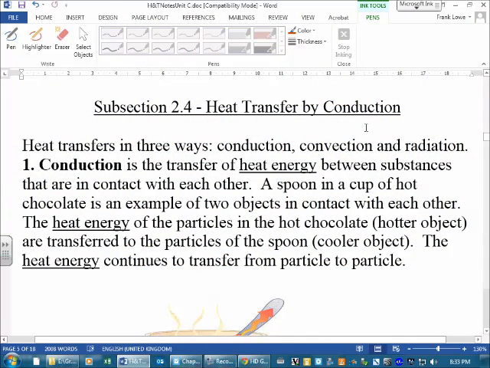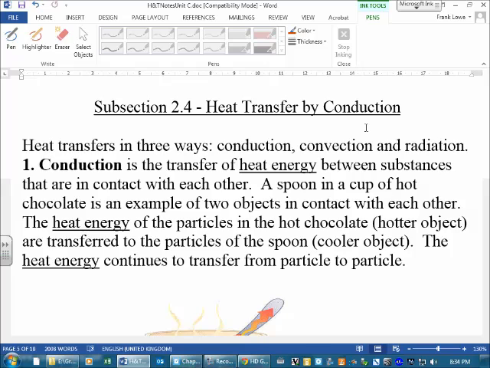Okay, our next little bit in section 2 of the heat and temperature unit, grade 7 science, is heat transfer. And we're actually going to look at 3 different ways in which heat will transfer. And what I mean by transfer is that it's moving from one point to another. Okay, so it's moving from one spot to another. As you know, heat will always move from where it's warmer, where there's more heat, to where there's less heat, to where it's cooler. Okay, so those 3 ways are conduction, convection, and radiation.